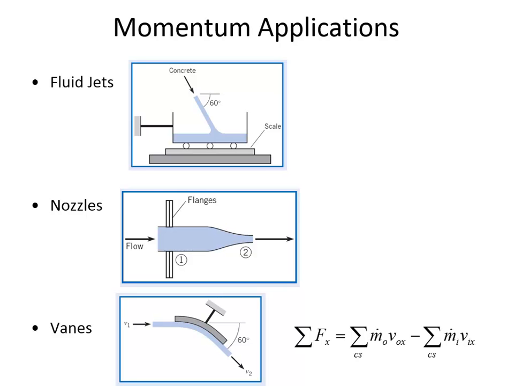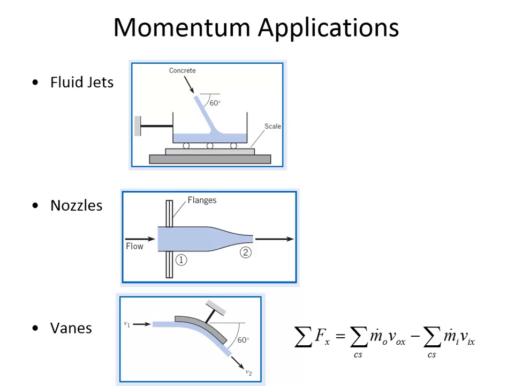And remember, of course, this is just showing the form of the momentum equation in the x direction. There's also an equation in the y direction where anytime you see x, you just substitute y. So F sub y, velocity out in y, velocity in y.